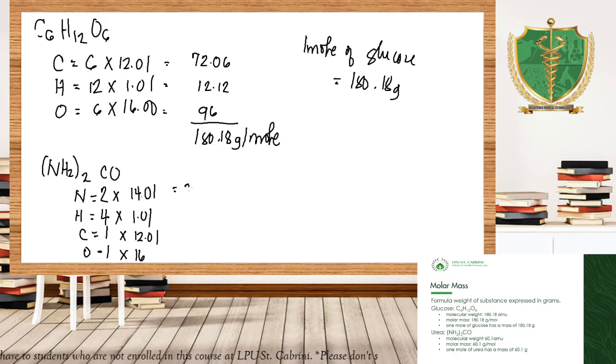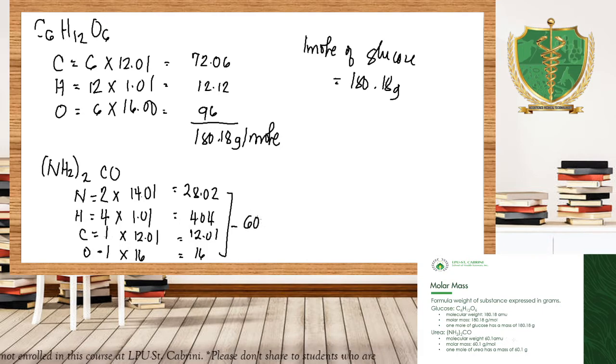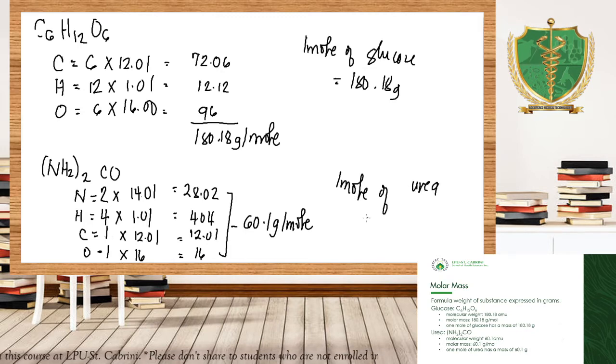14.01 times 2 is 28.02. 4 times 1.01 is equal to 4.04. 12.01 times 1 is 12.01. 16 times 1 is 16. We get the sum of this, which is equal to 60.1 grams per mole. Therefore, we can say that 1 mole of urea is equal to 60.1 grams. Okay? So that is how we are going to get the molar mass.